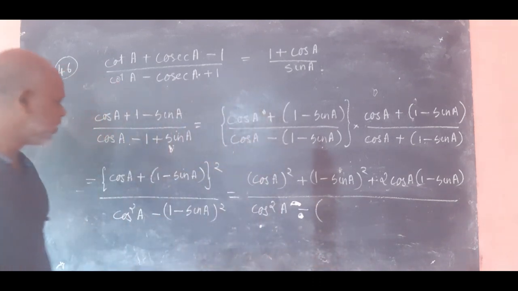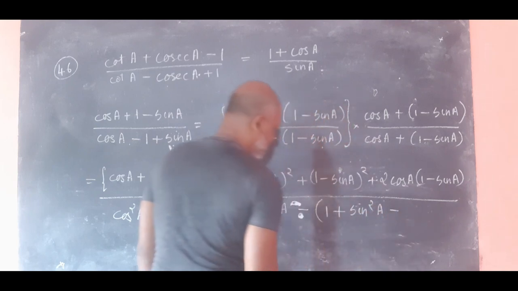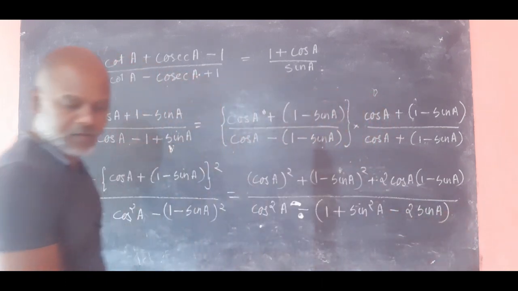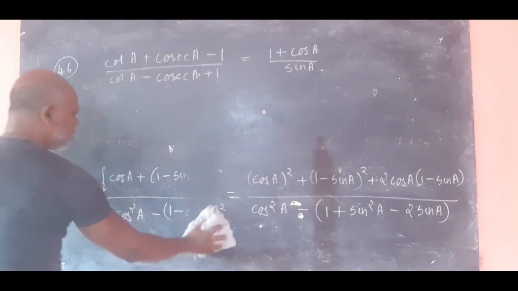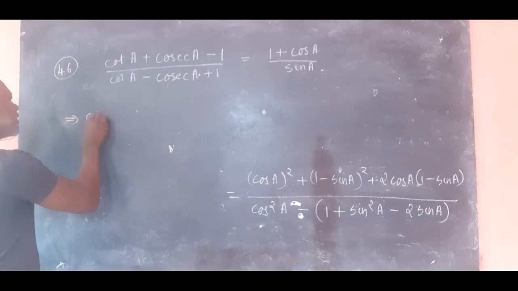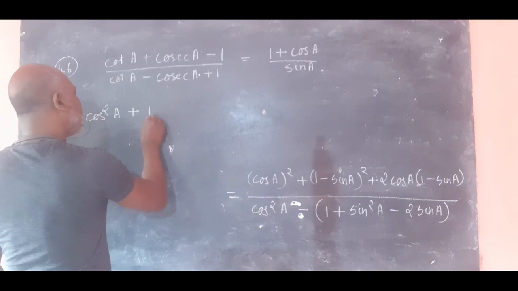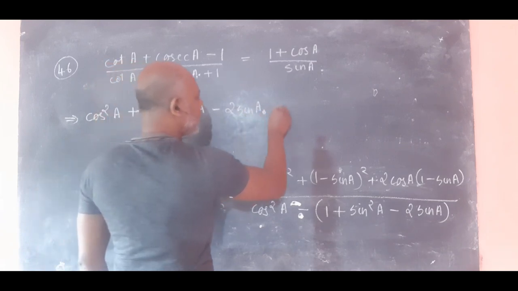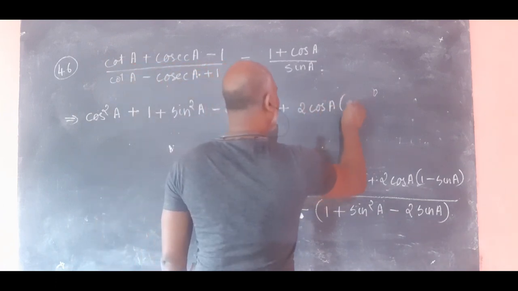minus, within bracket we have 1 minus sin A whole square, so it will be 1 plus sin square A minus 2 sin A. Okay. This part is done, we don't need this. So now we simplify this one. So now we have cos square A plus, we can expand 1 minus sin A, we'll write it 1 plus sin square A minus 2 sin A plus, here we have 2 cos A into 1 minus sin A.